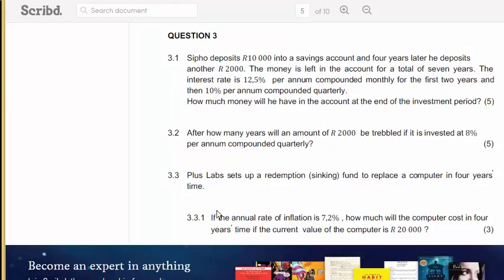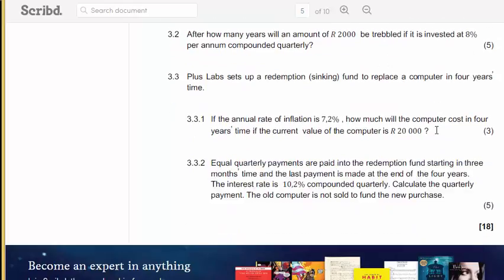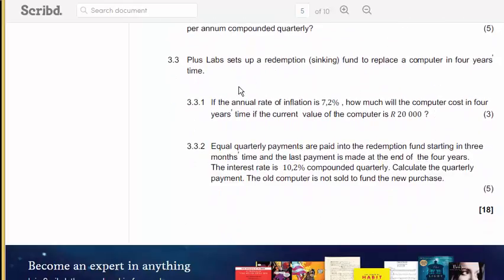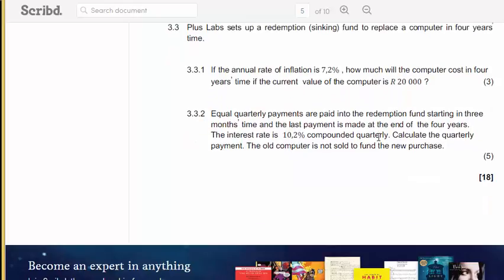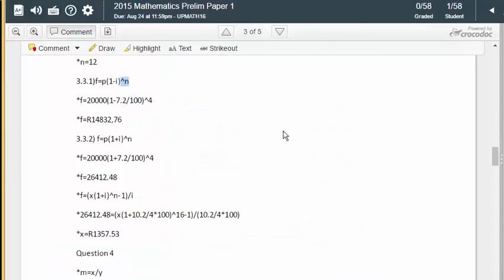After how many years? Okay, Plus Lab sets up a redemption or sinking fund to replace computers in 4 years' time. Again, unacceptable that this is not attempted. If the inflation rate is 7.2%, how much will a computer cost in 4 years' time if the current value of the computer is 20,000 Rand? And that's just a normal interest rate. I mean, this is not a level 1 question, definitely, for 3 marks. So let's just see what student 2 maybe did.